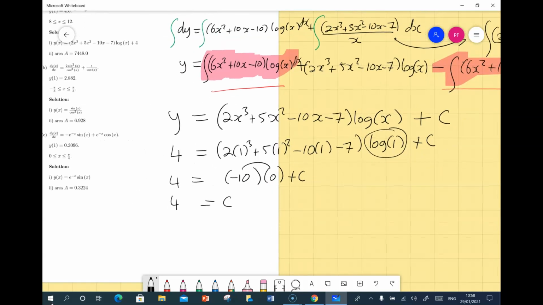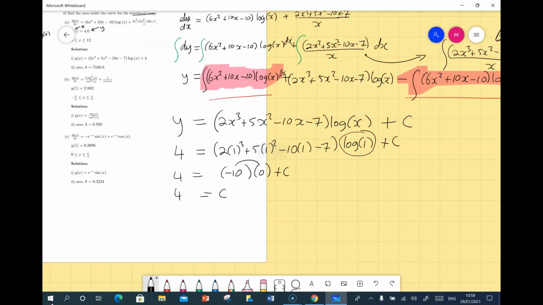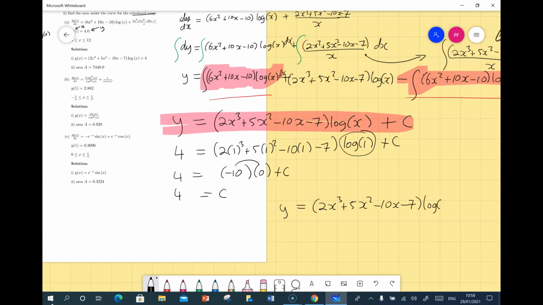So to recover my expression, I have my antiderivative, but now I know my c. So my recovery is y equals 2x cubed plus 5x squared minus 10x minus 7 times the natural log of x plus c, but c is 4, so plus 4. Okay, I'm going to pause it there now and just go back to address the next part of that question.